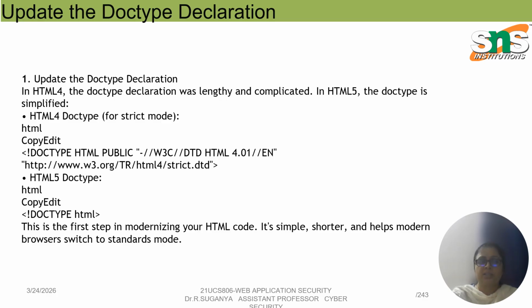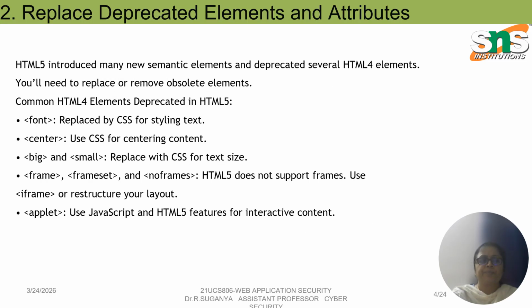The next step is replacing the deprecated elements and attributes. In the previous one we saw the first line. These are elements like font, center, big, frame. We have the font size, center, big and small. So how can we replace them? We use CSS for styling and formatting, replacing or removing the obsolete elements. Applet is used for interactive content, you know that.